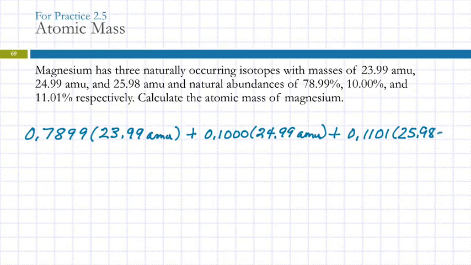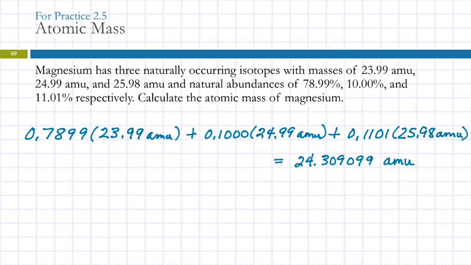What you need to be careful of is sometimes you'll have a percent abundance that's less than 10%, and when you divide by 100, you just need to be careful that you don't accidentally change the number. So 0.7899 times 23.99 plus 0.1000 times 24.99 plus 0.1101 times 25.98 equals. So my calculator gives me a big mess, 24.309099 atomic mass units.